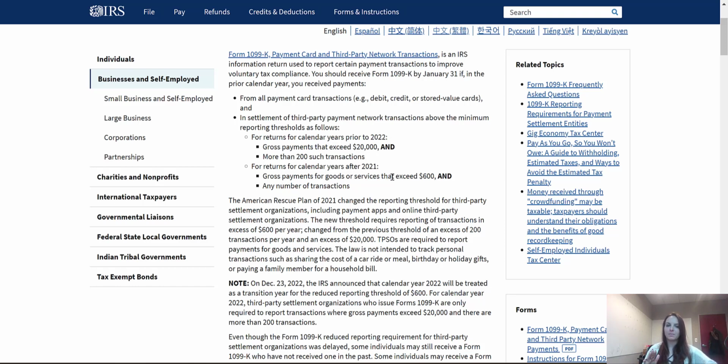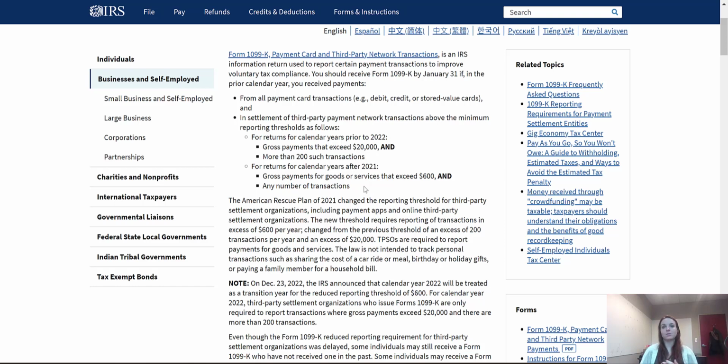Now, if you'll look here, the IRS announced in December of 2022 that 2022 is going to be considered a transition year. So there was so much confusion with the $600 limit or threshold that the IRS said, you know what, we're going to do a transition year for 2022. So really this is going to affect 2023, but just keep in mind that you want to make sure that you are looking at your 1099Ks, okay, and seeing if there's any sort of mismatch of information.